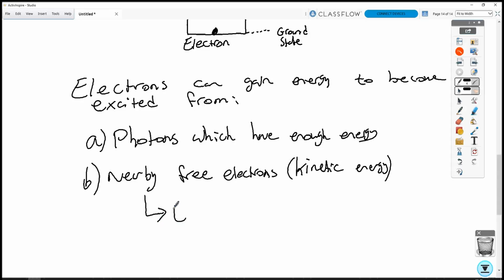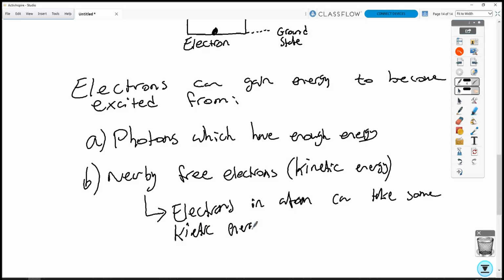So I'll put in brackets here kinetic energy. And we'll just elaborate on this, that electrons in the atom can take some kinetic energy from the free electron.